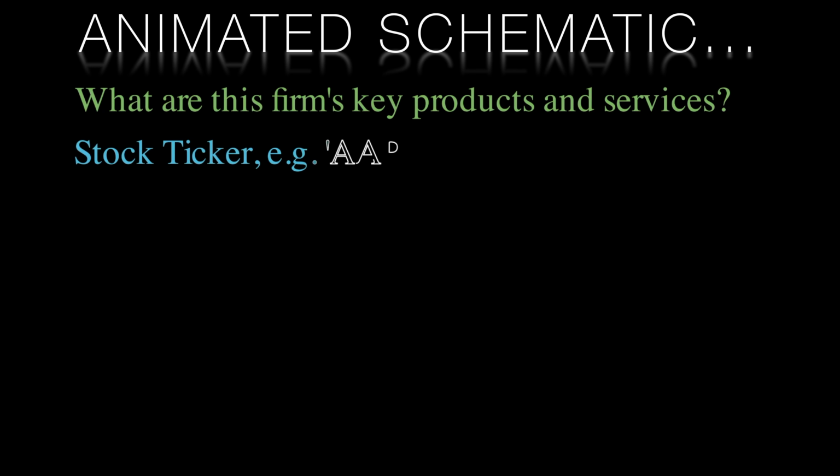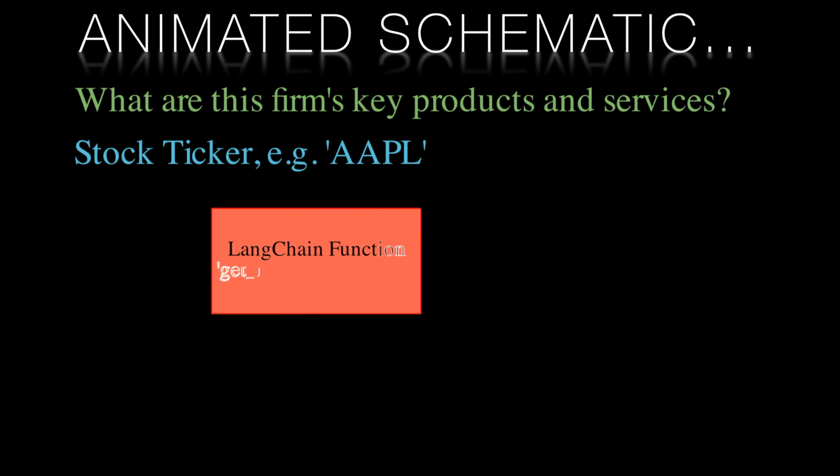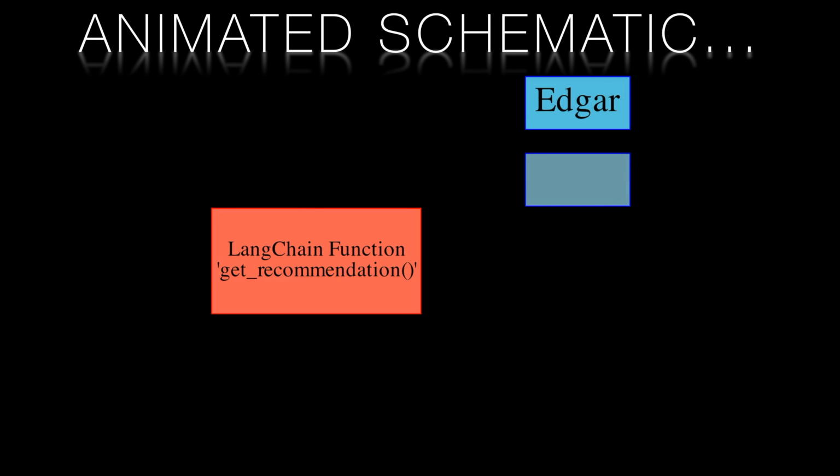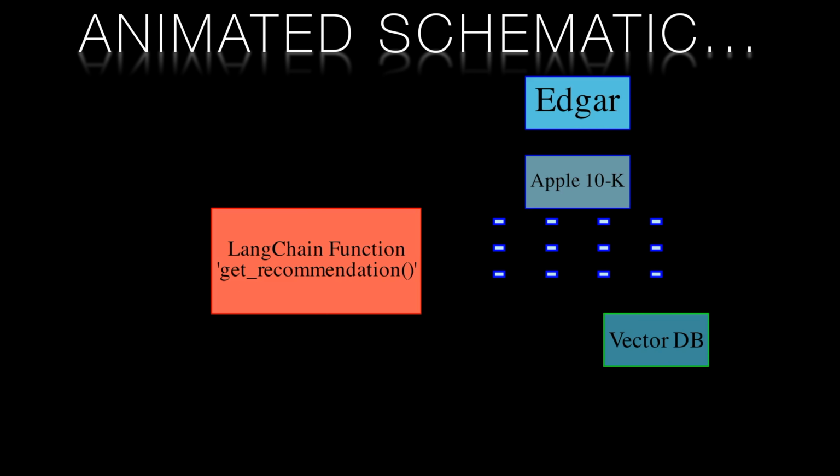So firstly, we'll have a general question to ask and any particular company to ask it of. We'll create a LangChain function to provide the answer. The first thing this function will do is visit the EDGAR website to get the 10K of the firm that we've specified. It then chunks and vectorizes these chunks and stores them in a vector database. With those chunks safely stored and logged, it can then create an instance of GPT 3.5 to do the natural language question answering and summarization.